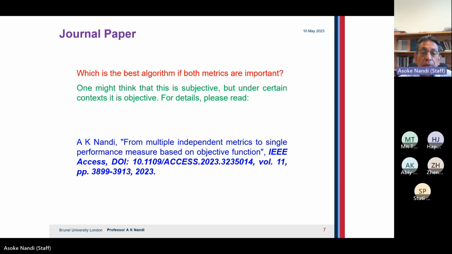So this paper was published this year, 2023, in early January. And this is published in IEEE Access. So if you want to know more about what we are going to talk about for the rest of this lecture, you can find a lot more in here. But this is an introduction to where we are going.